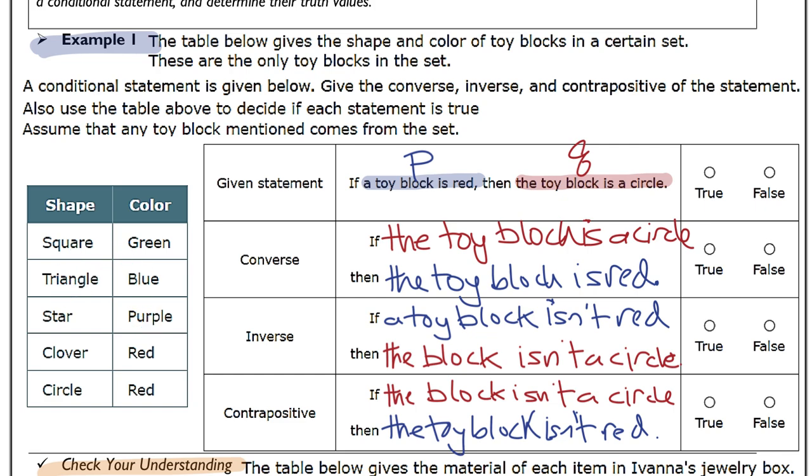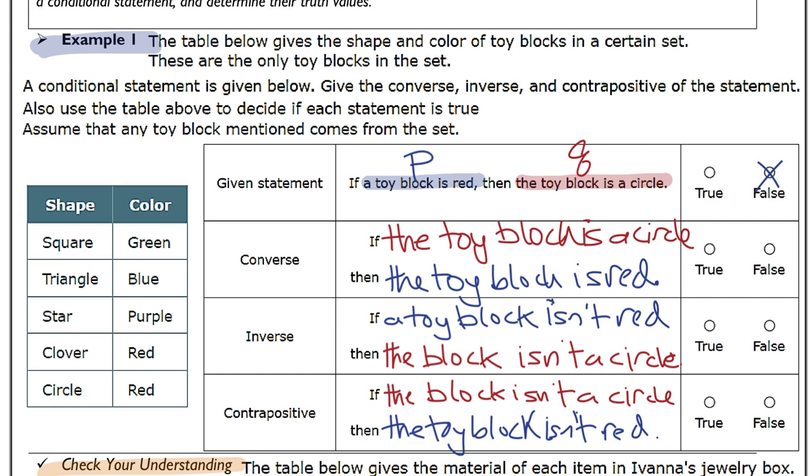A conditional statement is given below. This is our original statement, if P, then Q. If a toy block is red, then the toy block is a circle. Does this have to be true given that the block is red? If we look back at the colors, red is also a clover, and red is also a circle. So this is not true. This is actually false on the truth value, because the toy block is not necessarily a circle. It could be the clover as well.